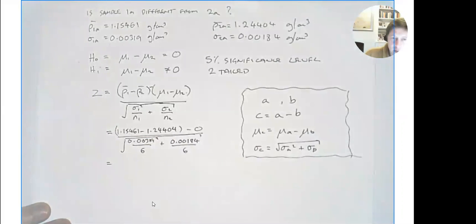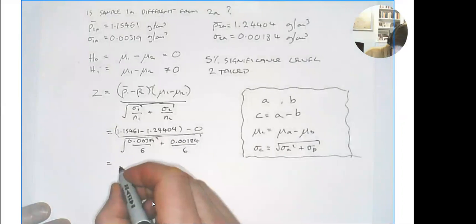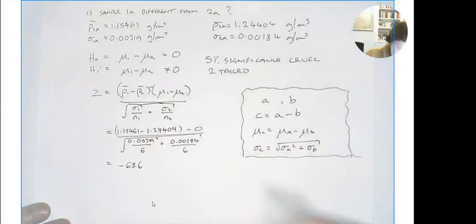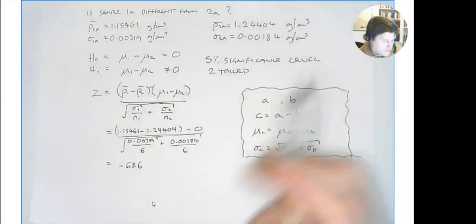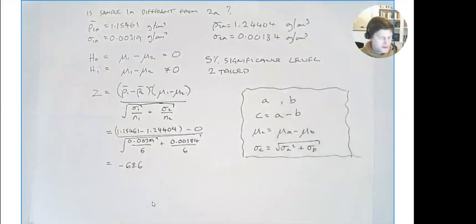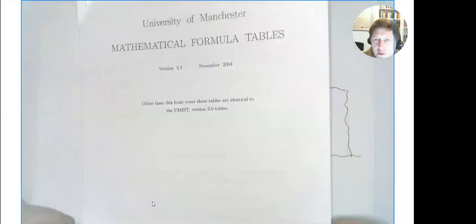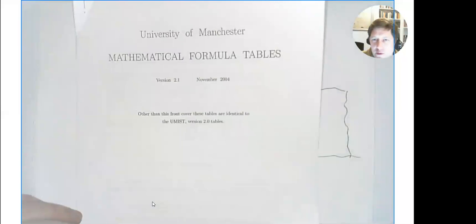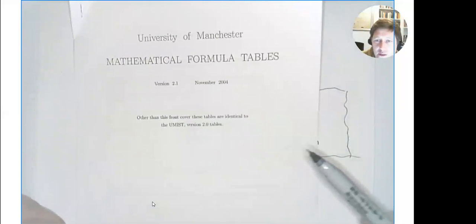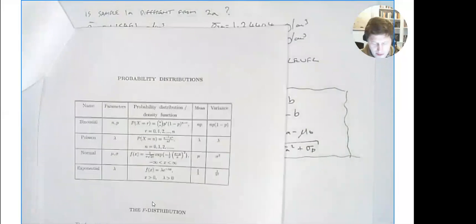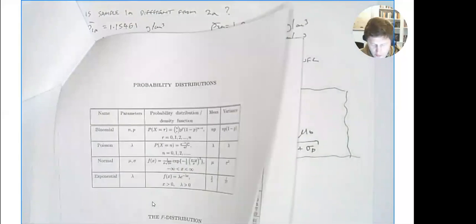Okay, so we work out that value of Z, and I got minus 68.6. And then we look at our tables to find this. So I'm going to show you, I used some different tables previously, I'll show you this one. If you were doing an exam in Manchester, this is what you would get with your exam. It's a set of standard mathematical formula tables, and a copy of this is included on the Blackboard webpage for our module. And it contains various useful stuff, and we're just looking at the distributions that are in here.